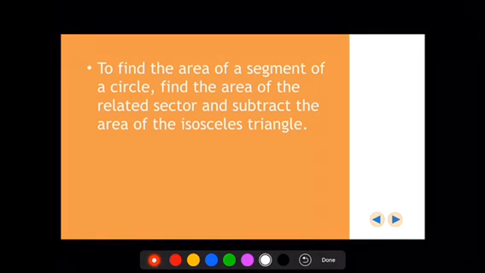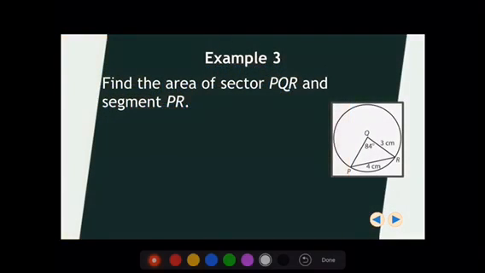To find the area of a segment of a circle, find the area of the related sector, and then subtract the area of the isosceles triangle. So let's take a look at an example here, and we'll see how this works.